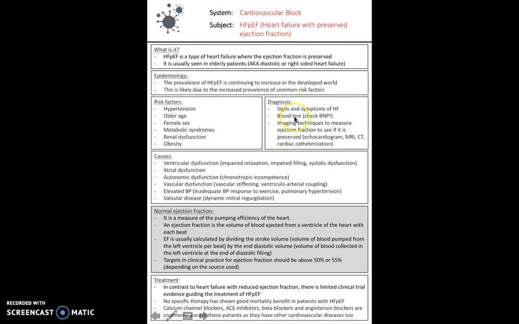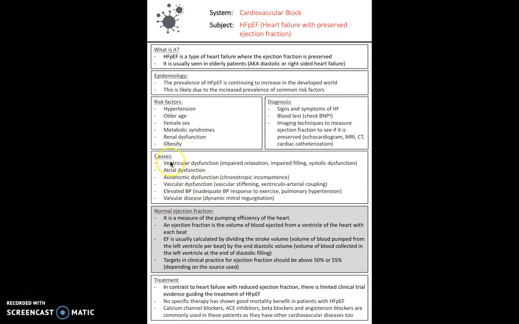This can be diagnosed in the same way we just discussed as normal heart failure can be diagnosed, and therefore one key characteristic is we always look for the BNP, so this will probably be raised in a heart failure patient. The causes of heart failure with preserved ejection fraction are ventricular dysfunction, so impaired relaxation, impaired filling, and systolic dysfunction. Atrial dysfunction, so a problem with the atria not getting the blood properly to the ventricles. And autonomic dysfunction, so a problem really resulting from the nervous aspect.